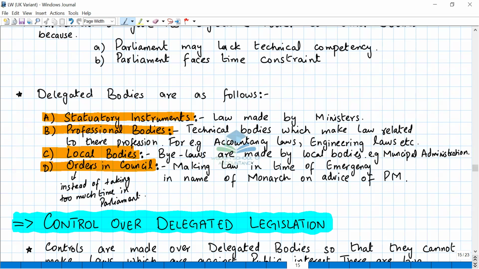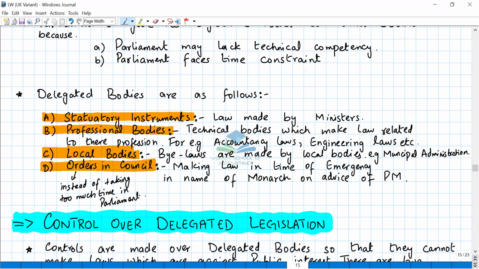to their profession, like accountancy law, engineering law. For example, you can delegate your power to the ACCA to create accounting laws. You can delegate power to the engineering association of a country to create engineering laws. So you are delegating the powers to the professional bodies who are technically competent to create the laws regarding their own profession.